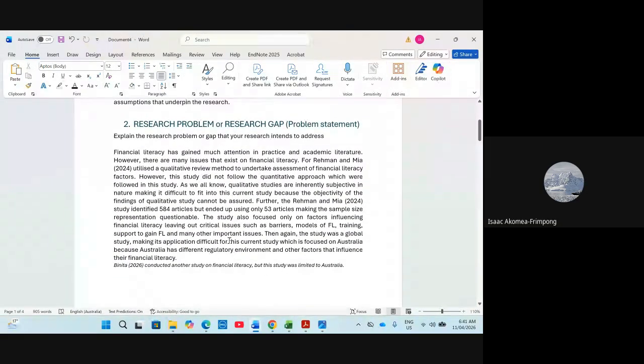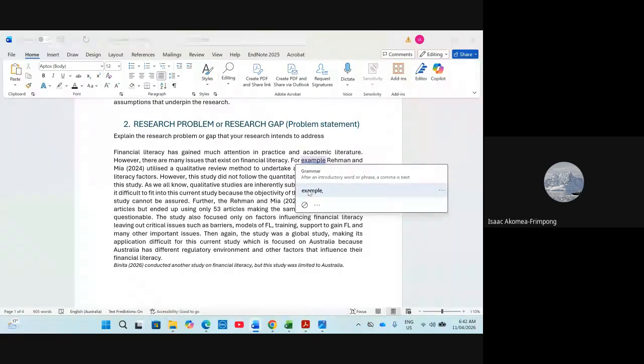I wrote that the paper is about financial literacy. I said financial literacy has gained much attention in practice. Based on what I stated, however, there are many issues that exist on financial literacy. For example, Rayman and Mia 2024 utilized a qualitative review method to undertake assessment of financial literacy facts. However, this study did not follow the quantitative approach, as done in this current study.